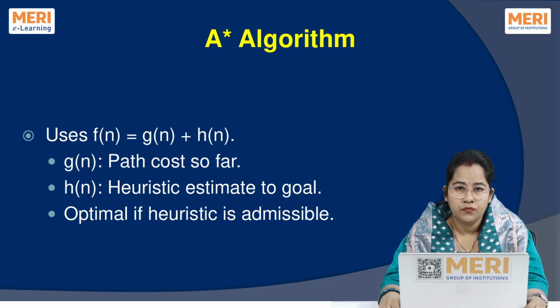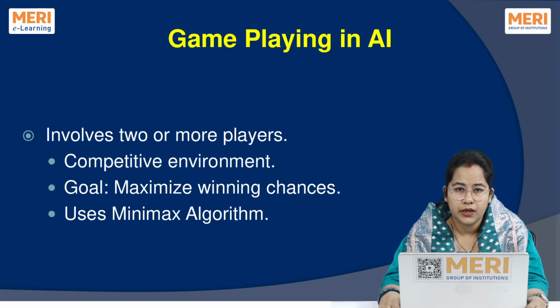If the heuristic function is admissible, meaning it never overestimates the true cost, then A star is guaranteed to find the optimal solution. Because of this property, A star is extensively used in pathfinding, robotics, navigation, and real world planning systems. Now, come to game playing in AI.